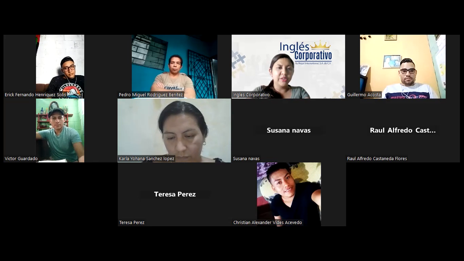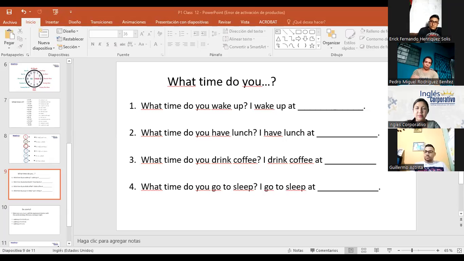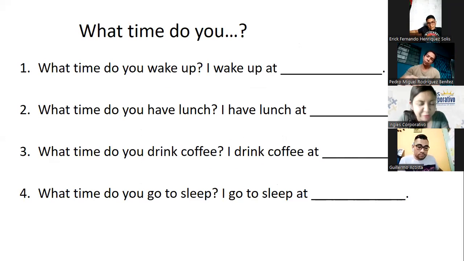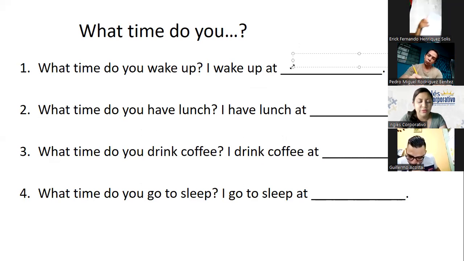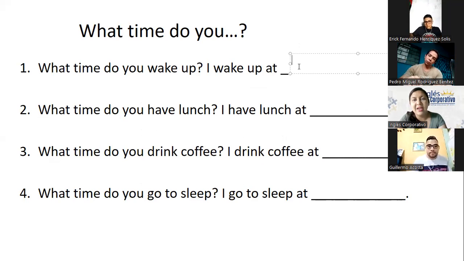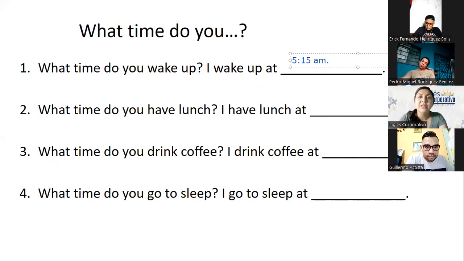Now, guys, you are going to practice in pairs. We have these four questions. The first question is, what time do you wake up? ¿A qué horas te levantas? You say, me levanto a las, I wake up at 5:15 a.m. or at 5:15.